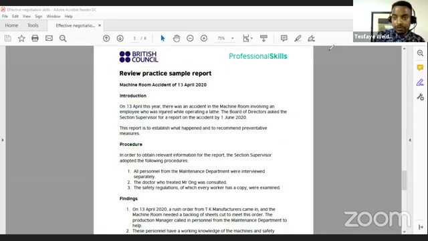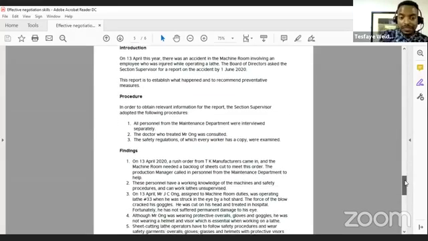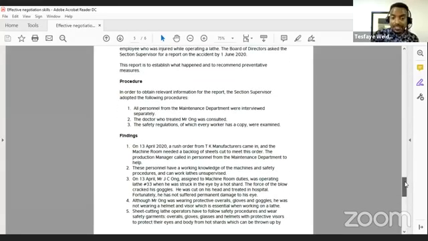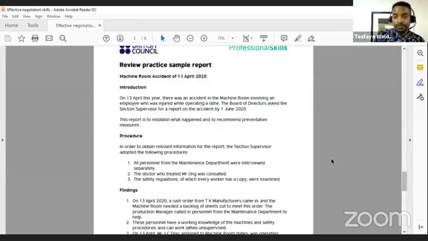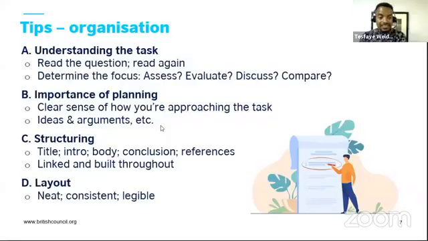And you might also look at where the logo is, and whether the space between each text, each paragraph, is consistent and clear for the reader. So we're saying layout is also important, but it's part of your planning. It's part of understanding the task and structuring.